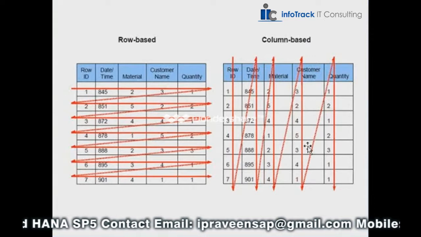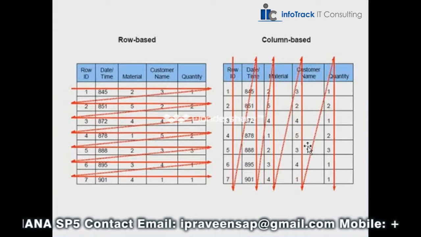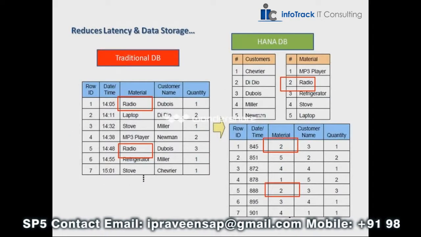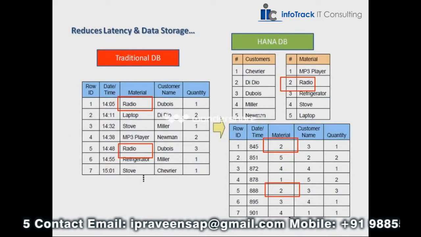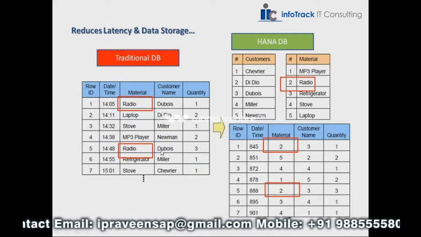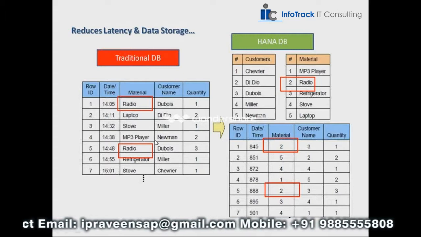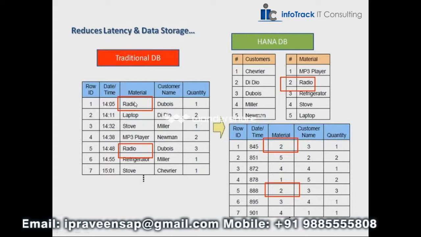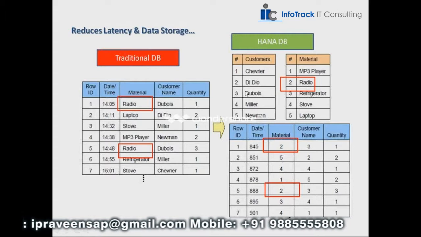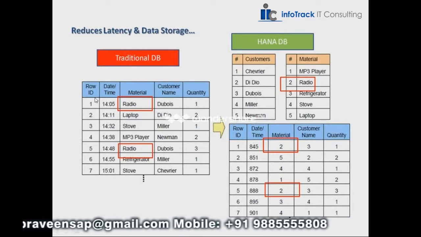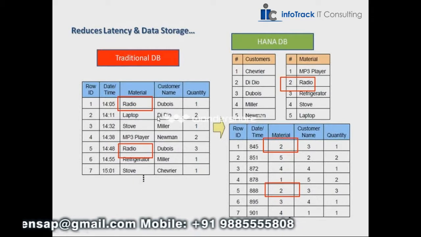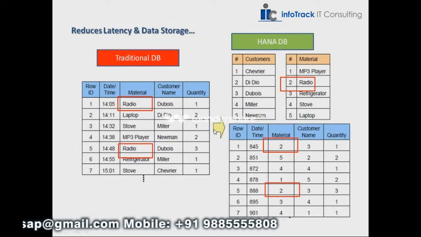In a traditional database, it does the search with the help of the name. Whenever it tries to search with the name, the search engine will take longer. In the HANA database, it will search the material with the help of the ID, which is faster. Whenever it uses numeric values, it is faster. Whether it is row or column store, it will search the table with the help of the IDs. So searching with these IDs will be faster.